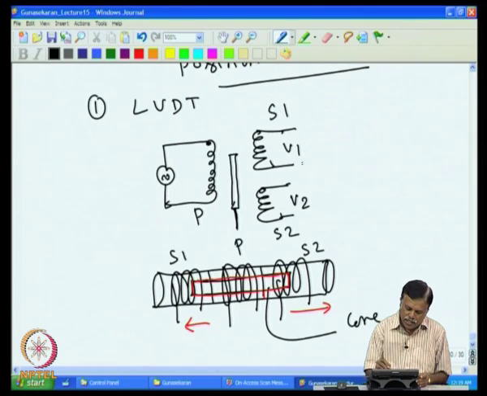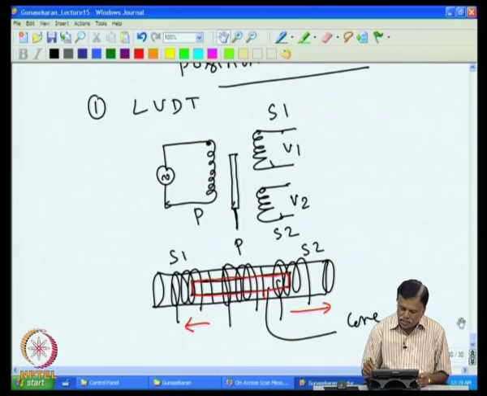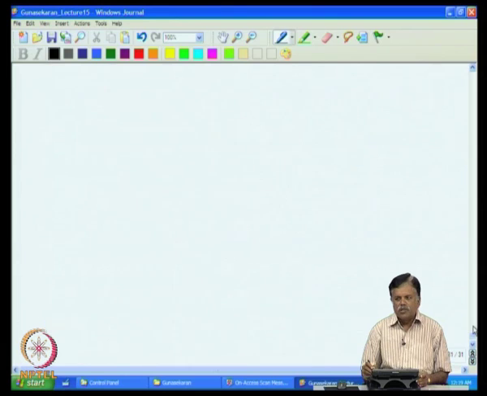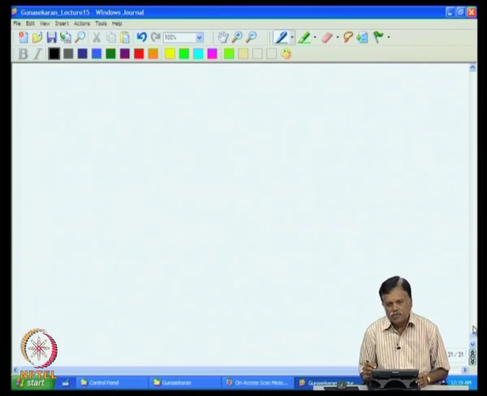Now, mostly the V1 minus V2 difference is linear with the displacement up to a certain range. For example, if we take a 3 mm LVDT, then for a displacement of 3 mm of this core, you will find the V1 V2 difference is linear. So, this is the basic principle of the LVDT. Now, we see how to use this for position information, what the errors associated with this are, and then how to take care of them in the circuit design.